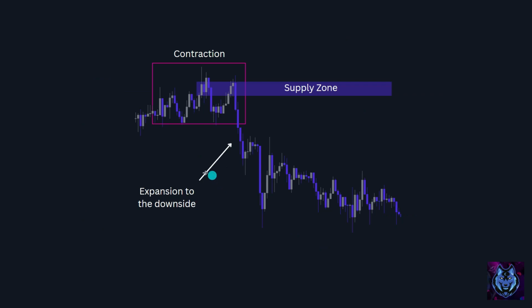So in this example, you can see we've got this contraction happening. It's this consolidation and ranging motion. And then we have this expansion out of the zone where we have these gigantic momentum candles. We have this expansion to the downside and we left behind a supply zone.